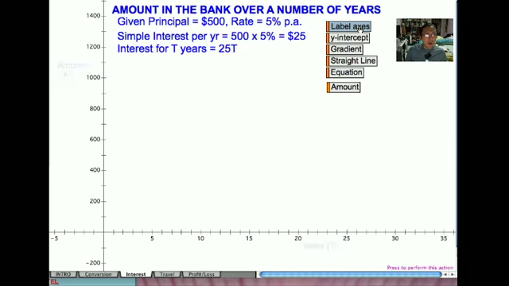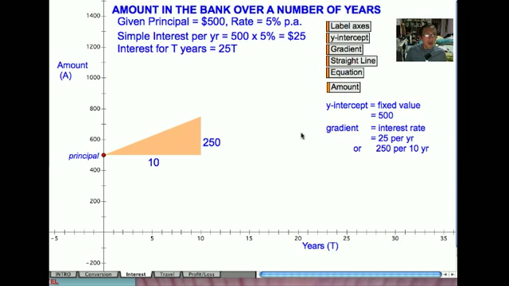Again, we begin by labeling the axis. The x-axis is the number of years, the y-axis is the amount. The fixed amount, or the principal, is the y-intercept. And from the y-intercept, we need to draw a gradient showing the rate of interest. As we know, the rate of interest is $25 per year.